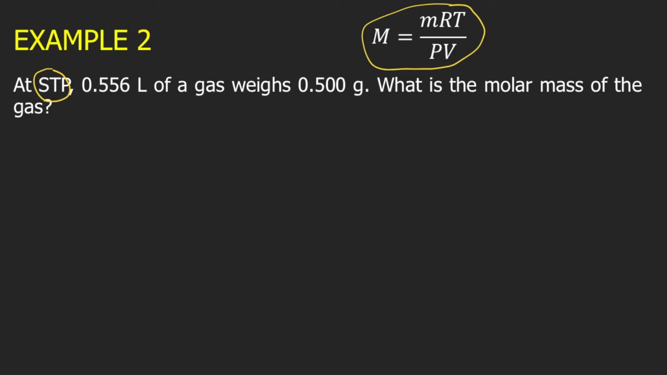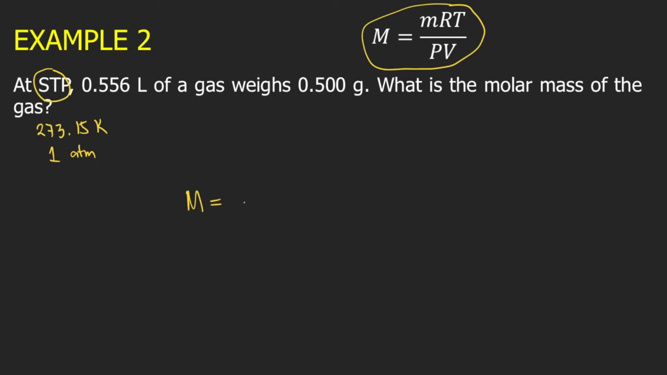And the standard temperature is 273.15 Kelvin. And the standard pressure is 1 ATM. Now, if you want to learn more about STP, you can check the video using the link in the description box. Now, let's use the formula.